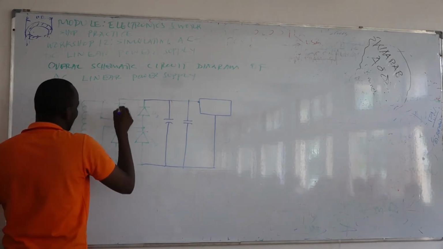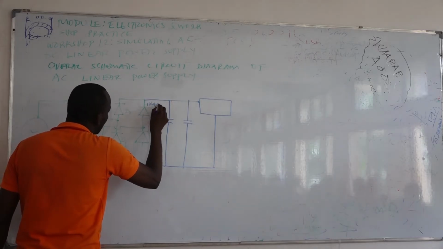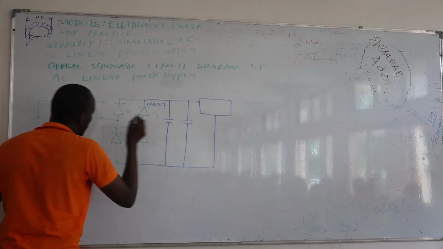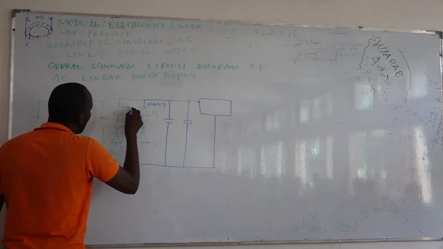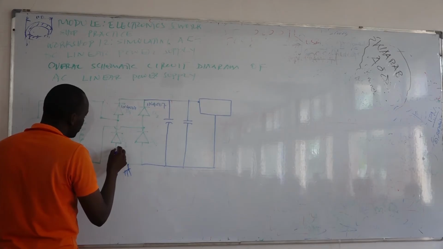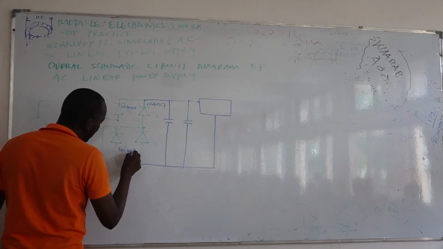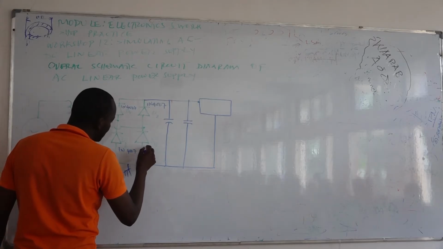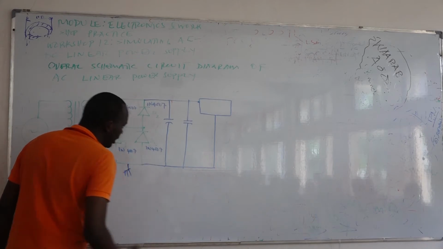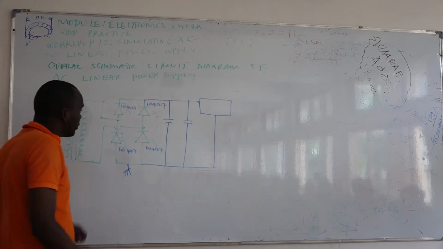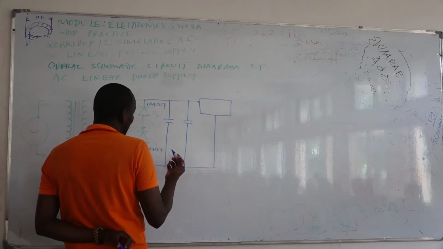So practically, we are going to use the 1N4007 general purpose diode. And this one also is 1N4007, because now we have to talk practically. This is 1N4007, and the name of this diode is 1N4007.